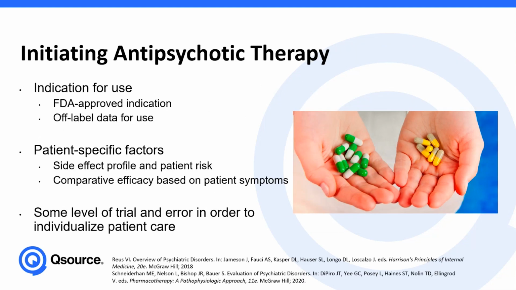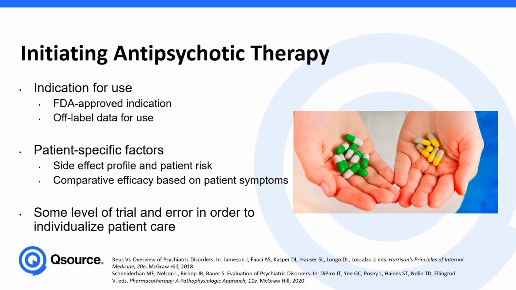So when we initiate antipsychotic therapy, ideally we want to make sure that they have an indication for use, either an FDA-approved indication, or if we're using it off-label, that there's specific data for use in that patient population. We want to think about the patient-specific factors, so side effect profile. Are there any specific risks to the patient? Do they have a falls risk? Do they have other cardiovascular medications that could increase their risk of arrhythmia? And in antipsychotic therapy, there's a lot of trial and error. Everyone is going to respond a little bit differently.